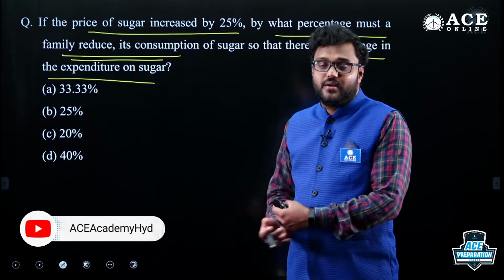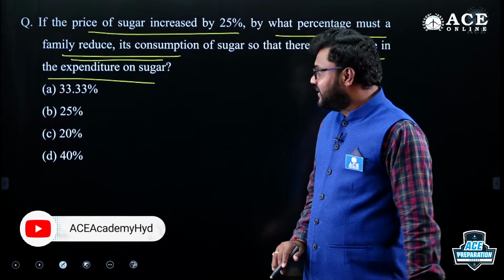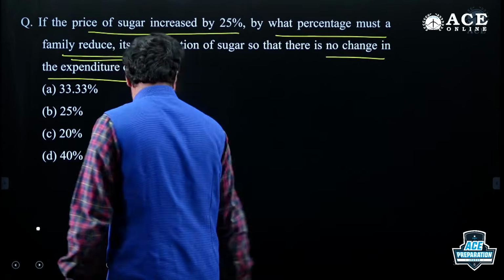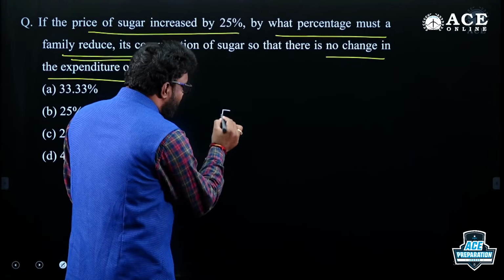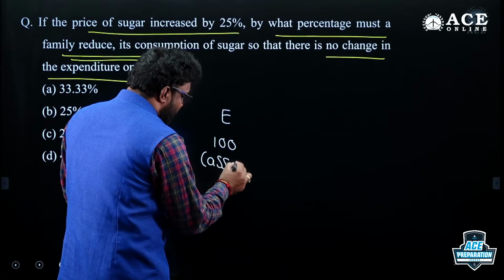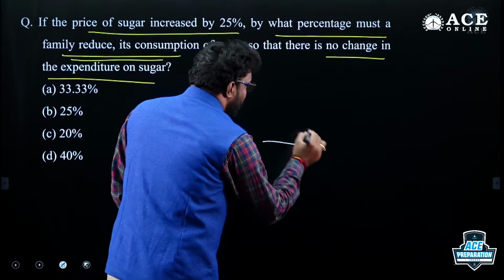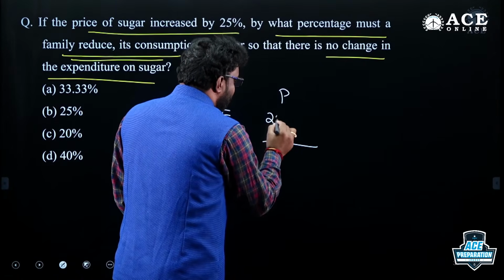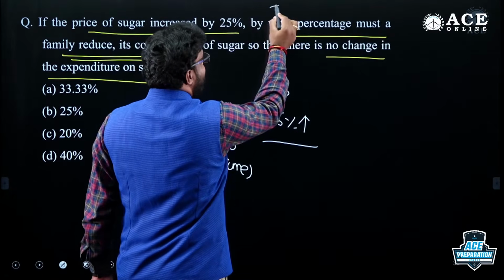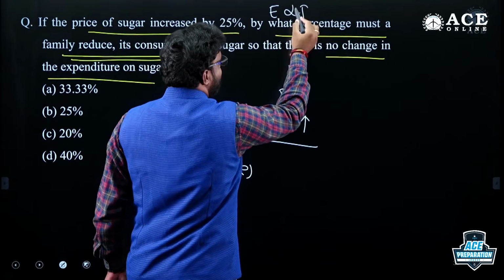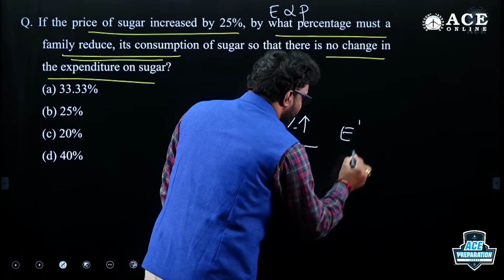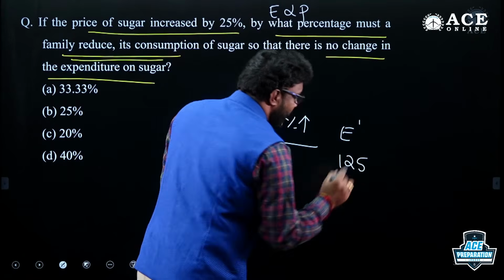Okay, expenditure is constant. Now listen, my dear friends, I'll give the shortcut at the end, but first understand the basic how to do. Expenditure I don't know. Let us consider 100 rupees you assume. Now listen, as price is increased by 25%, we know expenditure is directly proportional to price. When price increase, expenditure also increase. It become 125. 25% increase means 125.